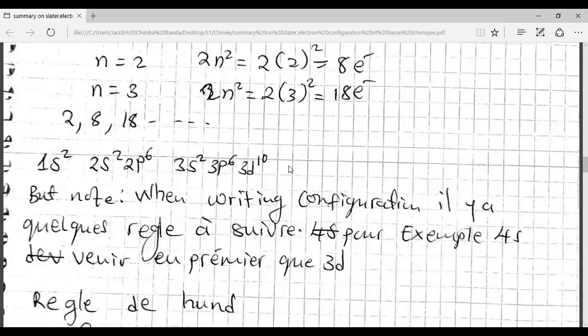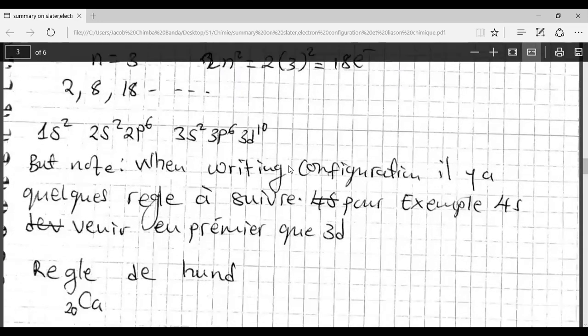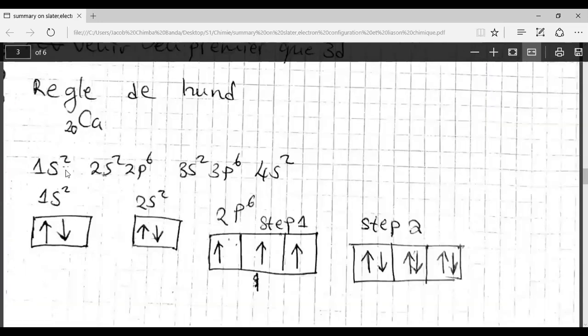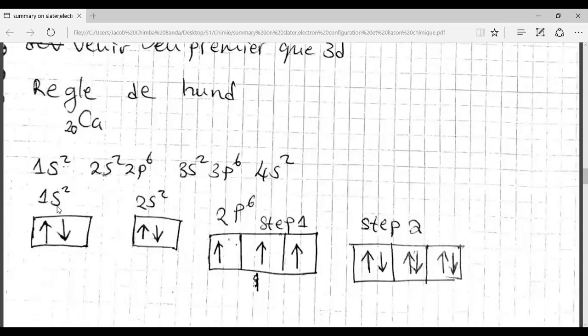Here I'm just trying to show you the same thing. Under Hund's rule, when you are filling, I want you to follow me. You have 1s2. I'll fill up and down since there are 2. 2s2, I'll fill up and down, yeah, since there are 2.